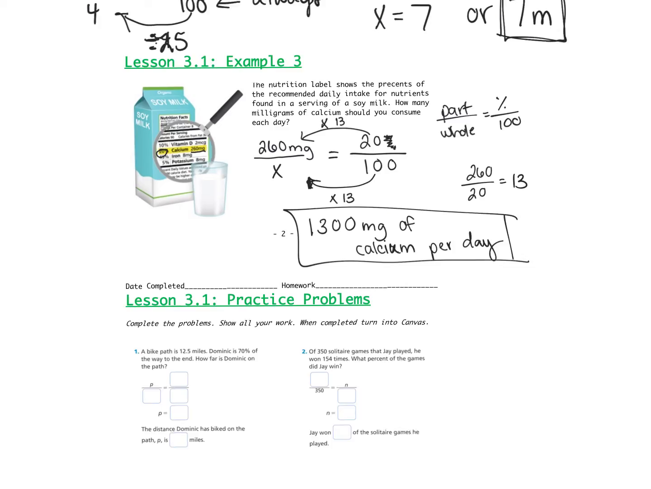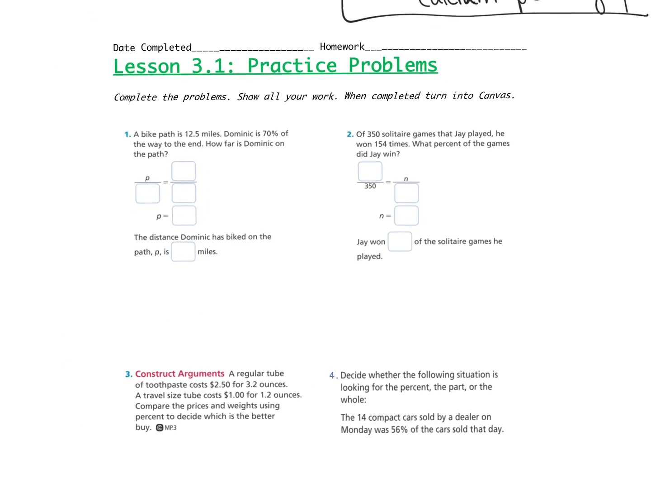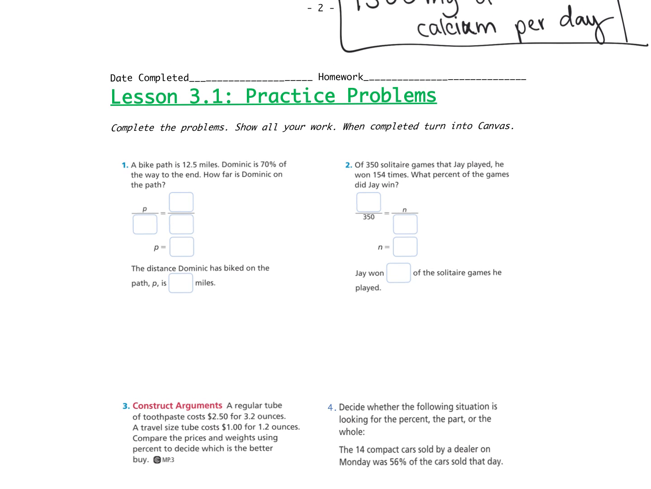And that's it, guys. So your practice problems are going to be on page 3. And it's only 4 problems. You don't even have to do that today. All you have to do is Math Excel today. And then tomorrow you're going to do the practice problems.